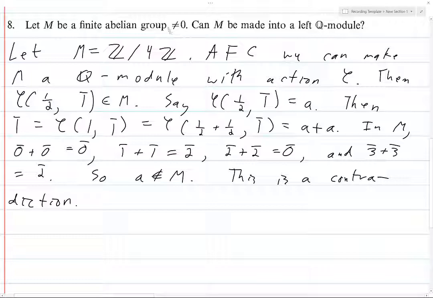But other than that, I don't really know how you would come up with this example. I don't find this very enlightening. I don't feel like this helps me in my understanding of modules, but that's just my opinion. In any case, regardless of how you feel about this problem, this is a proof that M cannot be made into a left Q-module if M is a finite abelian group which is non-zero.